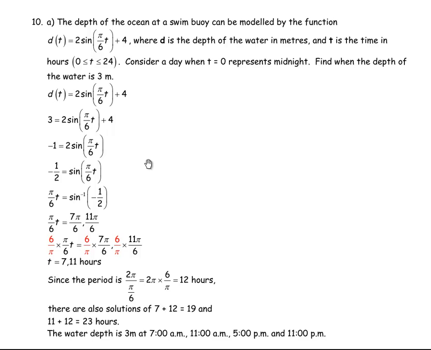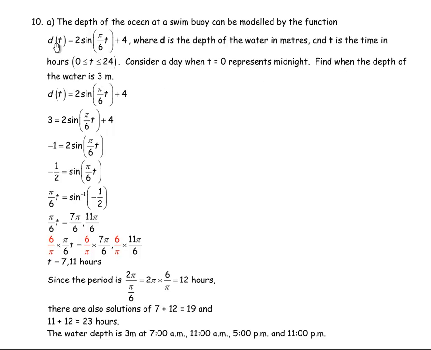Last question, number 10 here. The depth of the ocean at a swim buoy can be modeled by this function, where d is the depth of the water in meters, and t is the time in hours. We're told that t ranges from 0 to 24. We're asked to consider a day when time 0 represents midnight or the beginning of the day. And we're asked to find when the depth of the water is 3 meters.